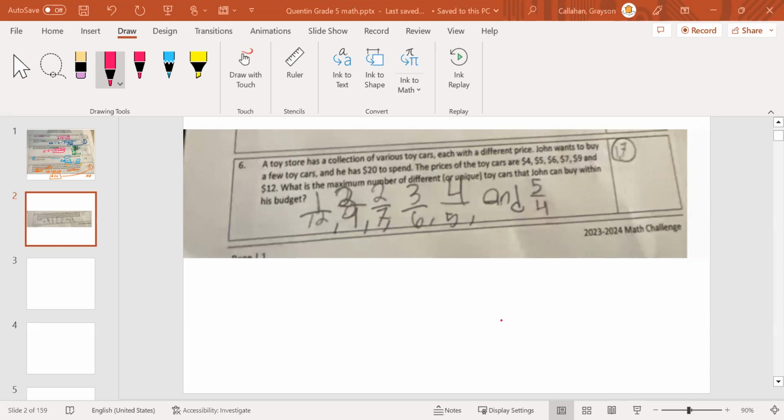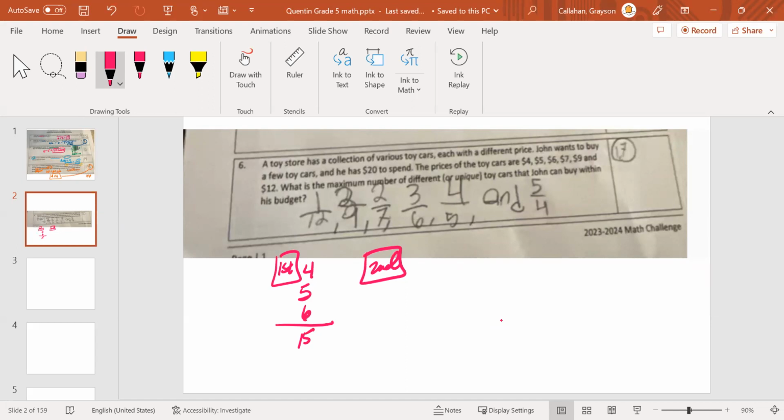So he has $20, right? Each with a different price. John wants to buy a few toy cars. So he has $20. So he could do the 4, 5, 6. If he does a 4, 5, 6, let's see, that's going to give you 11, 15, but he can't buy the $6 or $7 because it goes over. So this is one option, okay?